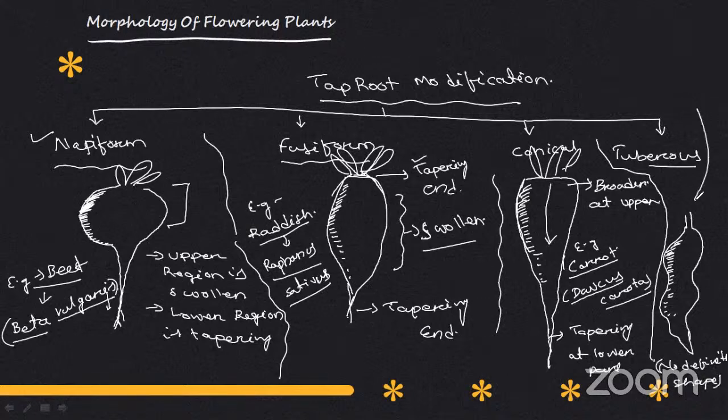Okay, and one of the examples found is the 4 o'clock plant. Example for the tuberous is the 4 o'clock plant. The biological name for this 4 o'clock plant is Mirabilis jalapa. Mirabilis jalapa, the 4 o'clock plant, where you can see this kind of root with no definite shape. It is not taking any kind of shape. This is your Mirabilis jalapa.